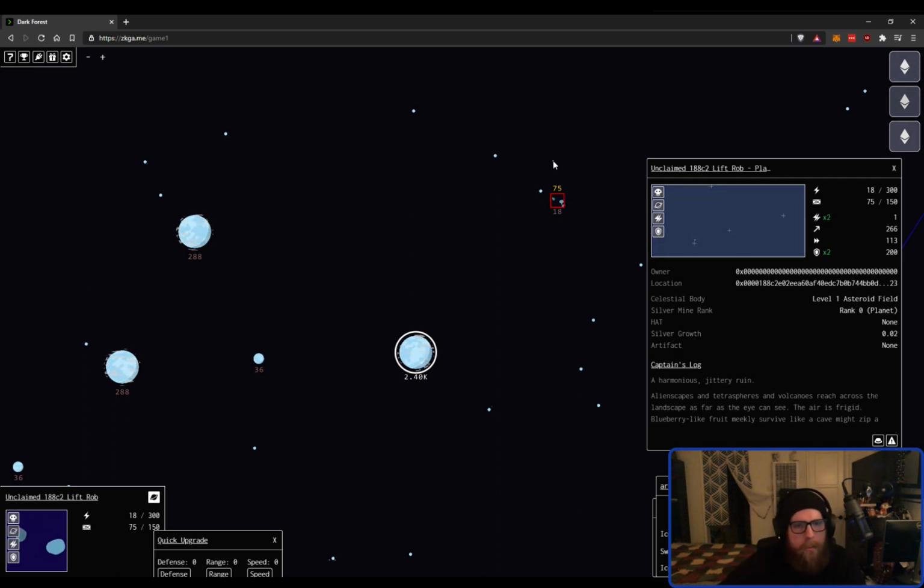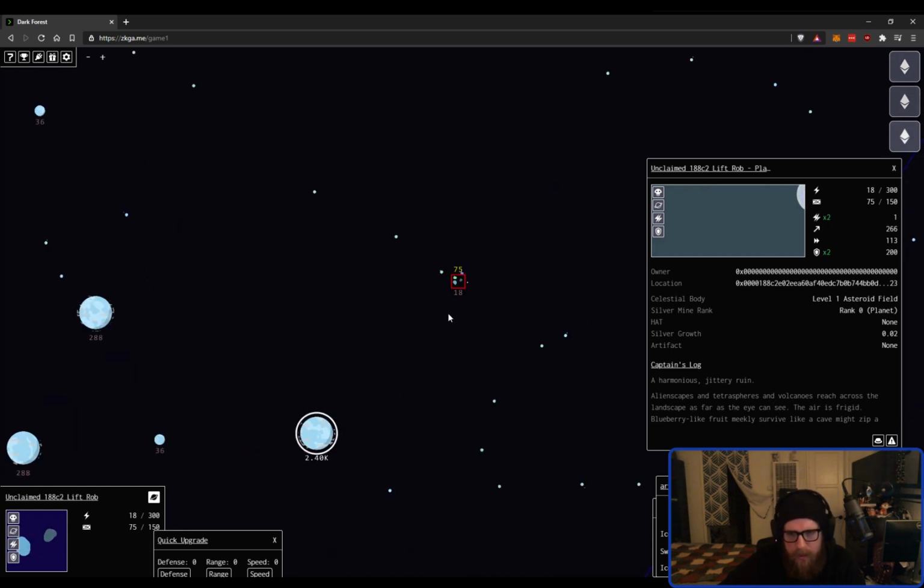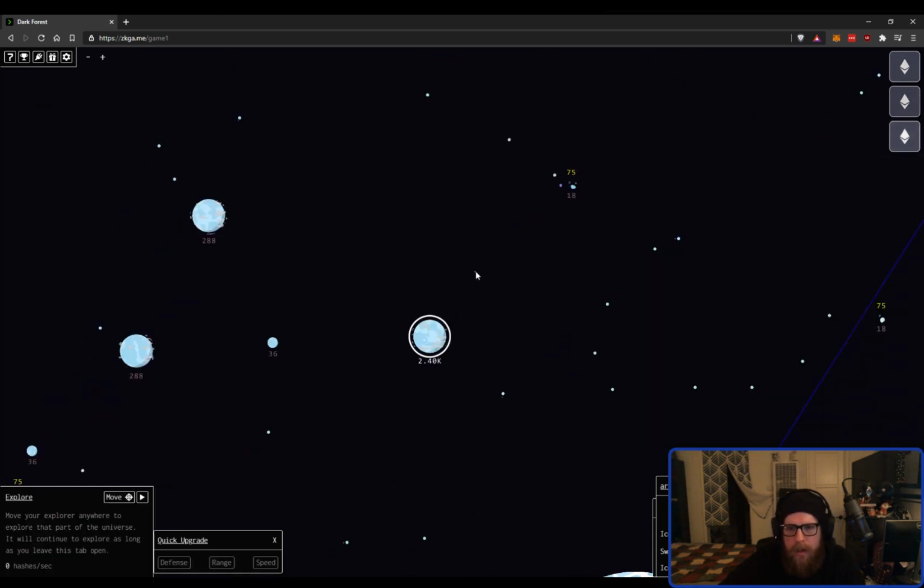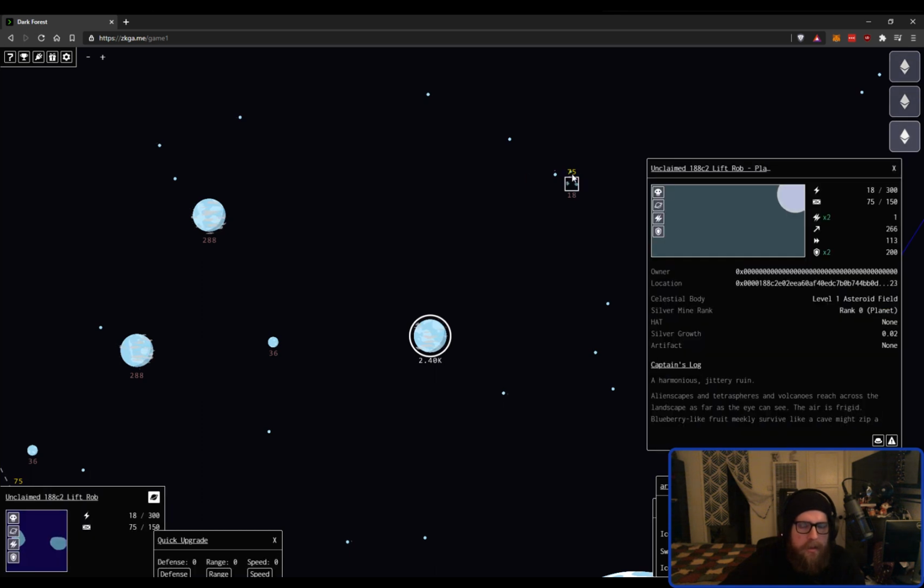They're extremely important, but that's how you get silver, by grabbing it from asteroid belts and sending it to your planets. So you have to capture the asteroid belt first, of course, to get silver. They generate silver quickly and then send it to your planet.